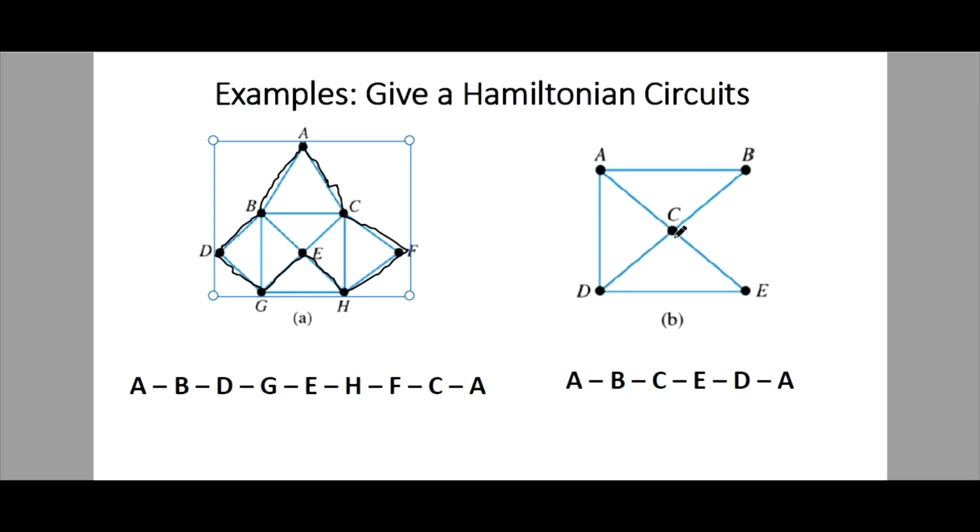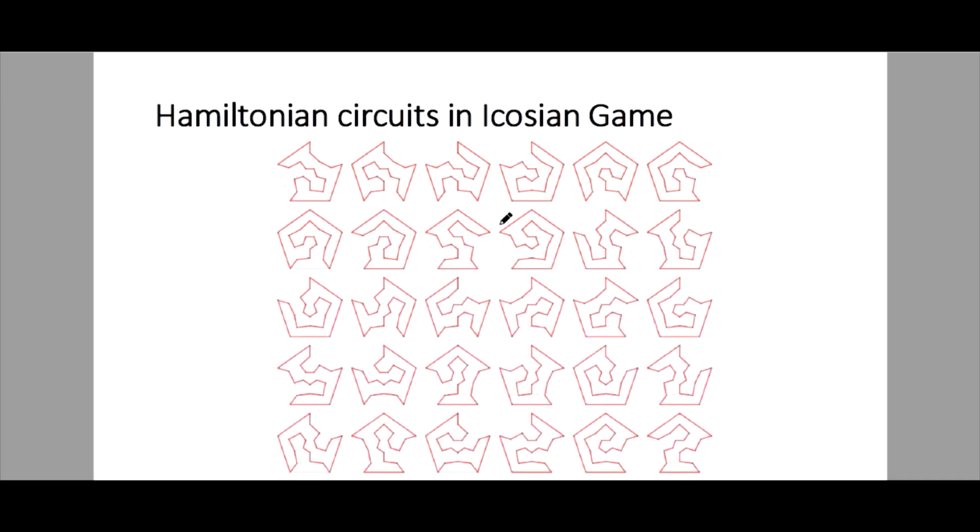On this part, we have A to B to C to E to D back to A. So it's a Hamiltonian circuit. Again, since it's Hamiltonian, it does not require us to cover all the edges, only the vertices. And also, the answers for this one are not unique. You may have your own answer as long as you have visited all the vertices.